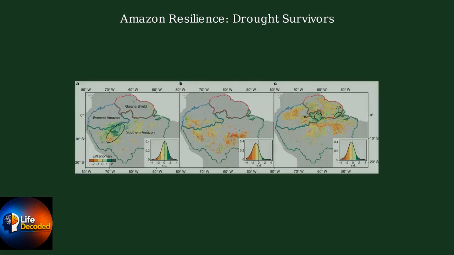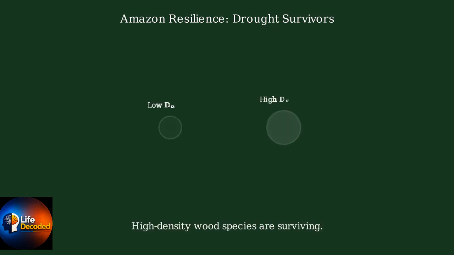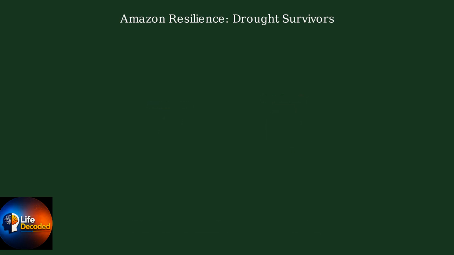Recent 2025 data reveals significant changes in the Amazon basin. These maps show shifts in vegetation indices, highlighting areas under severe stress due to record-breaking droughts. Studies indicate that specific tree species with high wood density exhibit superior resilience. These trees can maintain water transport even during extreme moisture deficits.